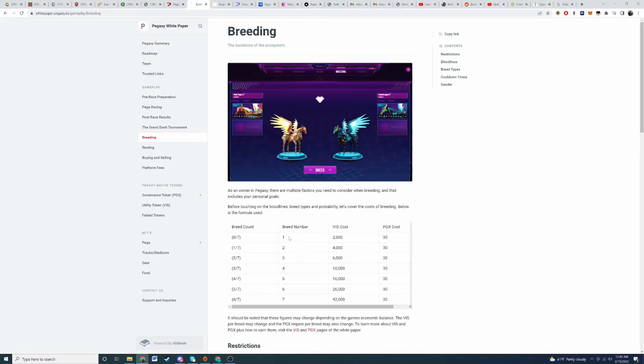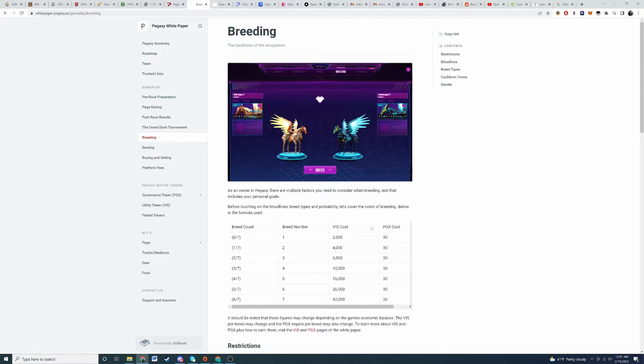So basically, every Pega can only breed 7 times in its whole lifetime. And the cost in VIS that you have to pay, when you pay these costs, the VIS is permanently burnt. It does not go back to the developers. It's actually removed from the ecosystem of the game on a permanent basis. So when you burn VIS to breed, it is gone from the economy forever. And that is, as of now, the #1 mechanism that's used to remove all of the superfluous VIS from the market and control its inflation.